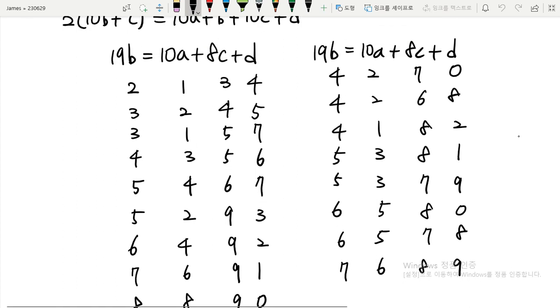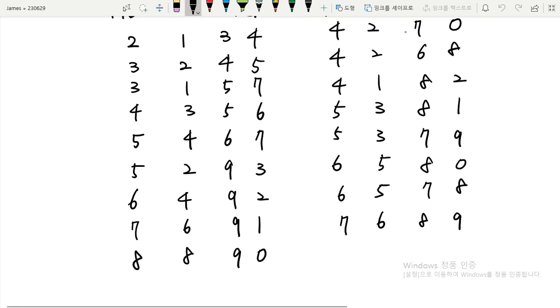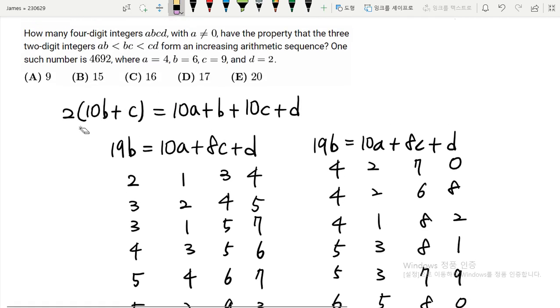So how many cases did we make? Can you count how many quadruplets are here? Yeah, one, 1, 2 like this. Yeah, 17. So there are 17 cases satisfying this inequality, and the sequence is arithmetic.